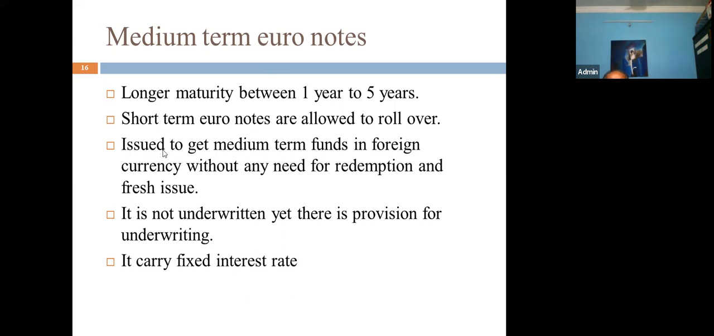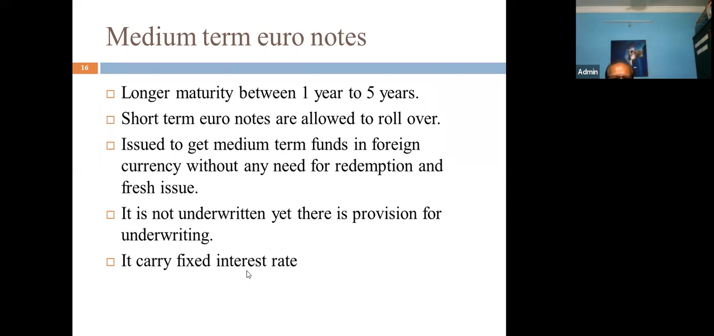Third one is euro notes, issued to get medium term funds in foreign currency without any need for redemption and fresh issue. It is not underwritten, yet there is a provision for underwriting, and it carries a fixed interest rate. Every medium term euro note carries a fixed interest rate. So the investor, right from day one, knows how much return they will get.